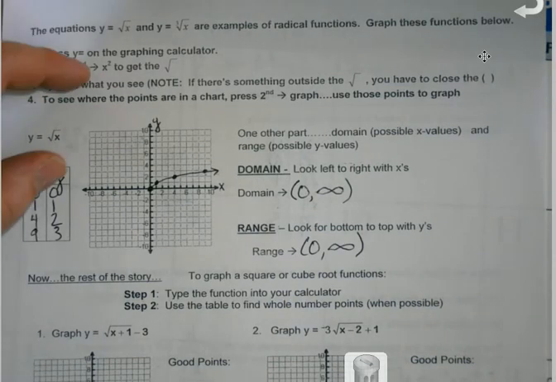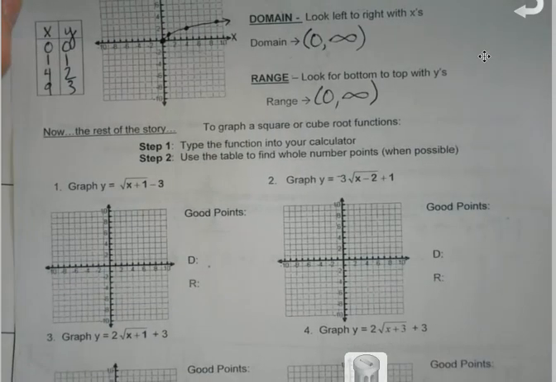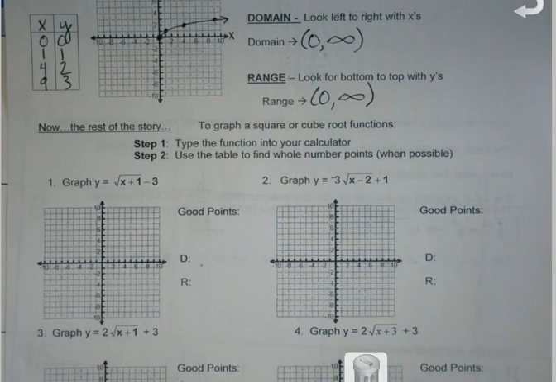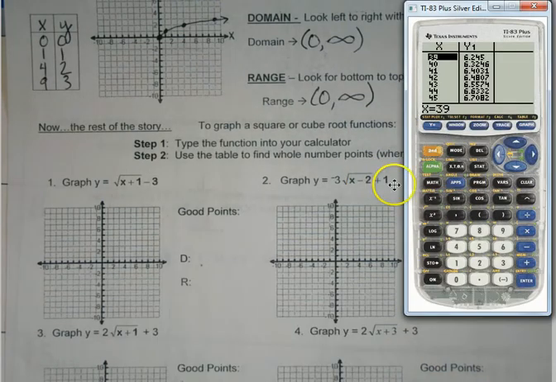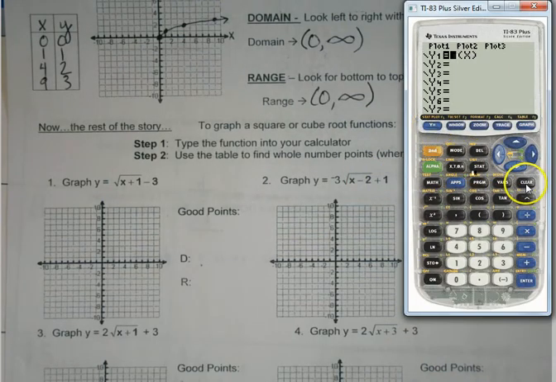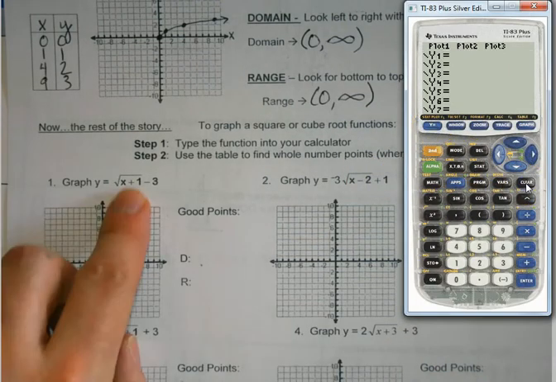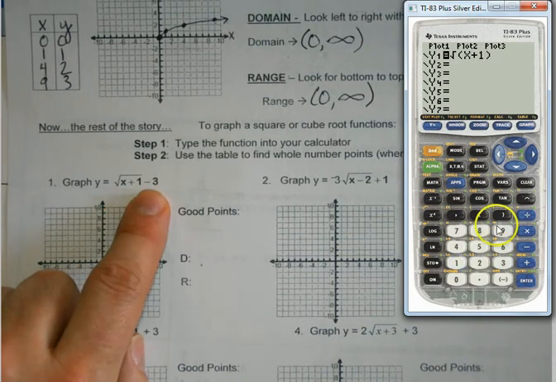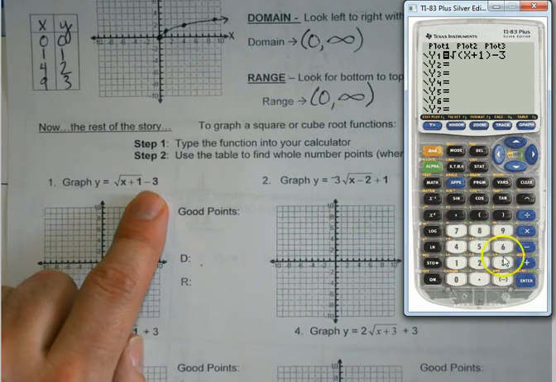So when I get to graphing these, we're always going to type it into the calculator like we did the last one, and then we're going to use our table to find good whole number points whenever we can. So like for instance here, get my square root. I notice the x and the 1 are both inside the radical, so they got to be in the parentheses. And then the -3 goes on the outside of that.